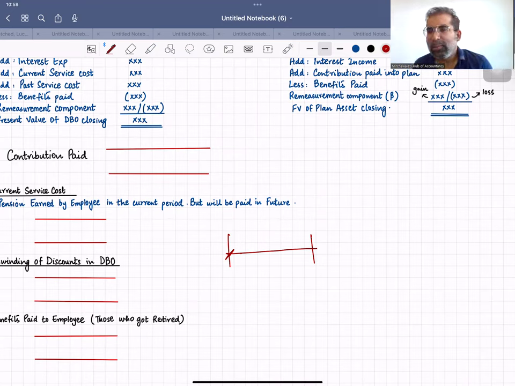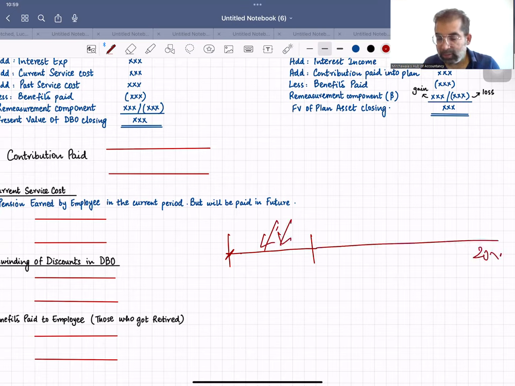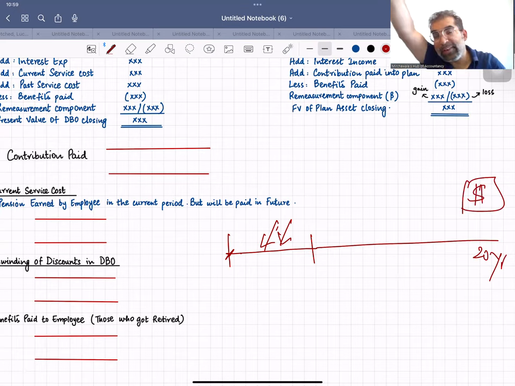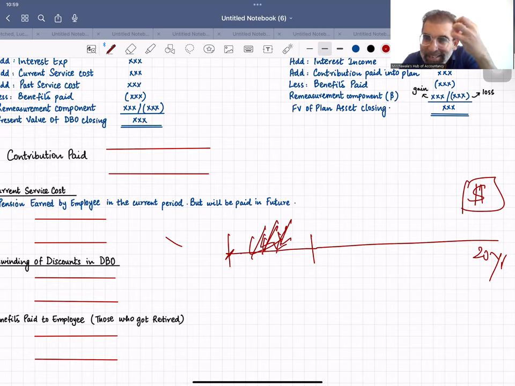Listen to me. I came to the employee and I said that if you work hard today, after 20 years you will get this much amount. And I showed him dollars that in future you will get dollars. As I showed him dollars, he started working hard. So when he started working hard, that means I'm getting services now. I'm getting the benefit now from the employee, but I'll pay him in future. I am getting services now and I will provide him benefits in future. So I need to book expense now. According to the matching principle, I need to book expense now.